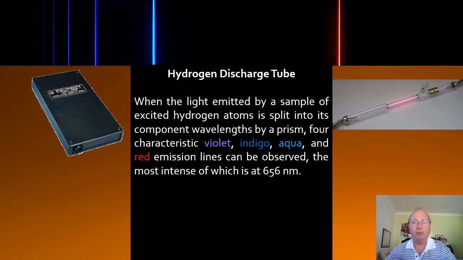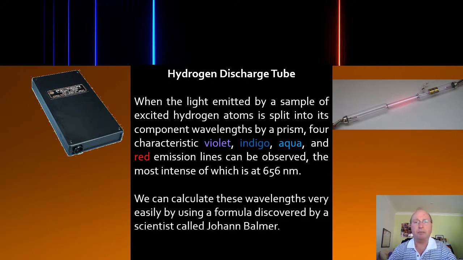And when light's emitted by a sample of excited hydrogen atoms, it's split into its component wavelengths by a prism or diffraction grating. And there are 4 characteristic colours that show in the emission lines: violet, indigo, aqua, and red. And the most intense is the red at 656 nanometers. We can actually calculate these wavelengths very easily by using a formula discovered by a scientist called Johann Balmer.